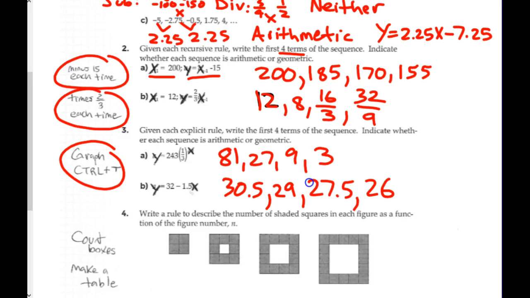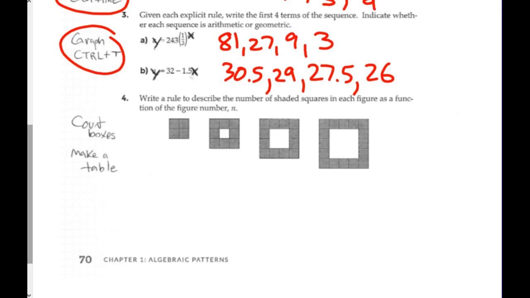Alright. Cool. Write a rule. Now remember, this is the first term, second term, third term, fourth term. Those are the terms. And the boxes, let's count them. On the first one, 1, 2, 3, 4. On the next one, 1 through 8. On the next one, 1 through 12. On the next one, 1 through 16. Okay?